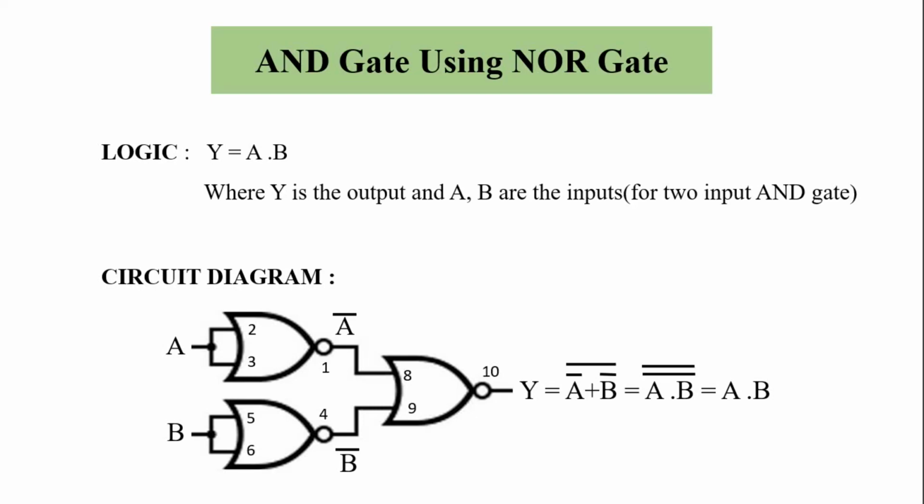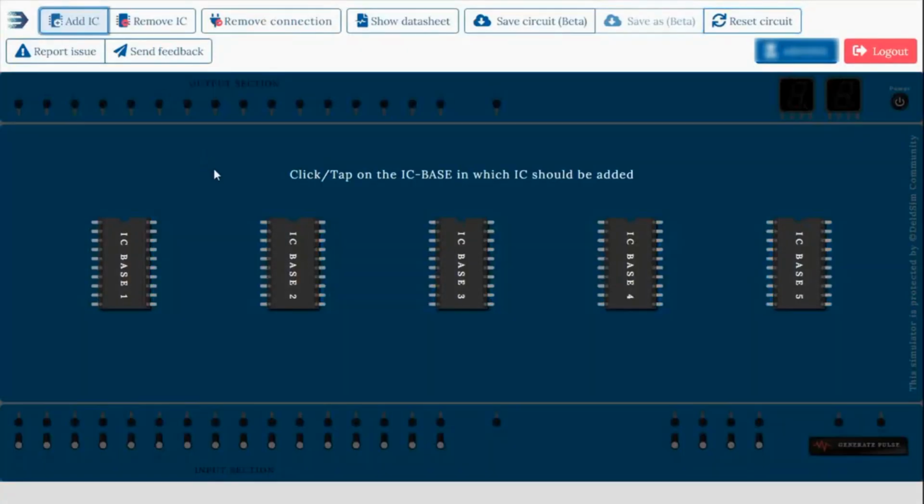Now in the third NOR gate, the inputs are A bar and B bar from the first and second NOR gate output. So the output of third NOR gate is y equal to (A bar plus B bar) whole bar equal to A dot B by using De Morgan's theorem. This is the logic of AND gate. Now we have to make the circuit.